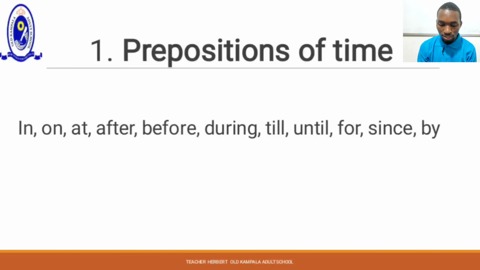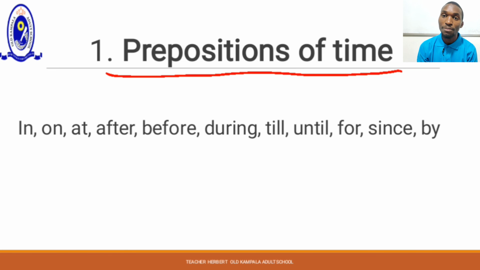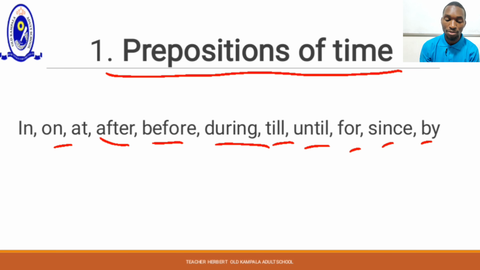Today we look at prepositions of time. As I told you, prepositions of time are used with time like tomorrow, next week, or maybe 2020, 2021. So just use them with time. These are some examples of the prepositions of time: on, at, in, after, before, during, till, until, for, since, by, and others. I'm just giving you a few examples.